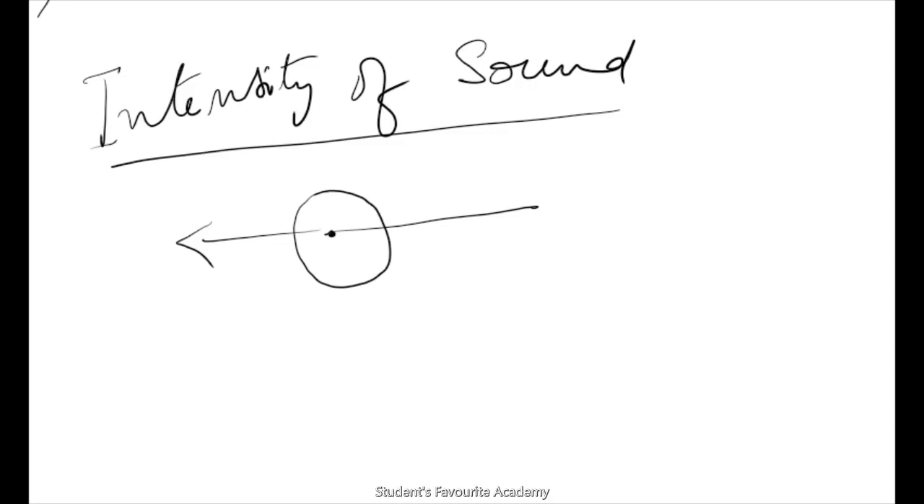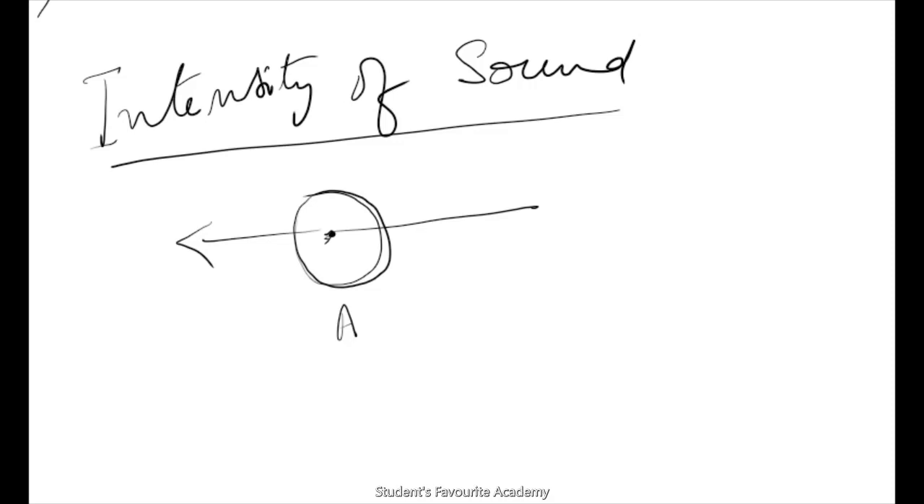So, intensity of sound wave, how do you define? It is the amount of sound energy. Sound is a form of energy. So, the amount of sound energy passing per second normally, that is perpendicularly, through a unit area at that point. At this point, if you want to measure the intensity, it is the amount of sound energy that passes through this point through unit area per second.